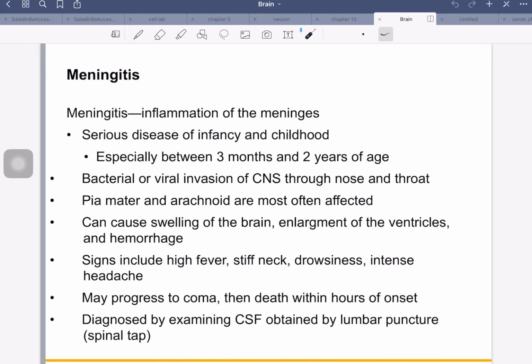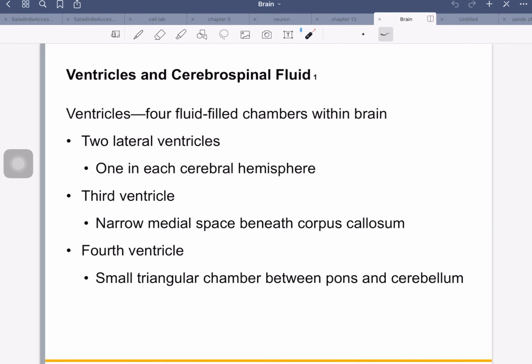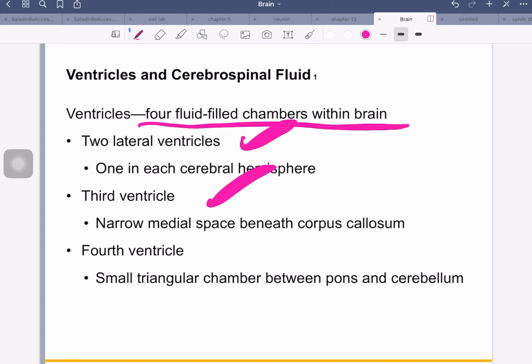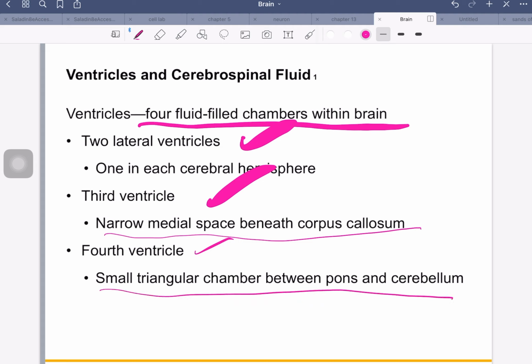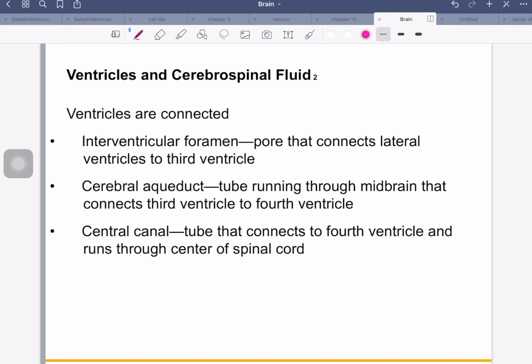Now, let's just talk a bit about it. We'll just mention what we just said, and that is the ventricles. There are four fluid-filled chambers in the brain. There are two lateral, one in each cerebral hemisphere, and then we also have the third, which is a narrow space just beneath the corpus callosum. We have the fourth ventricle, which is a small triangular chamber located between the pons and the cerebellum. The third and fourth are connected by that cerebral aqueduct.